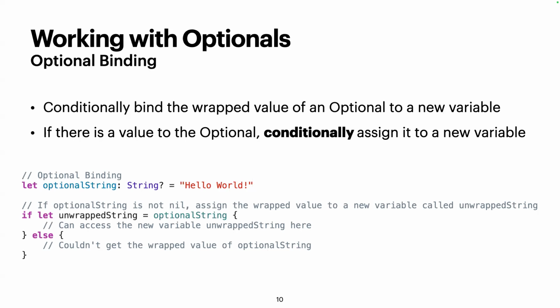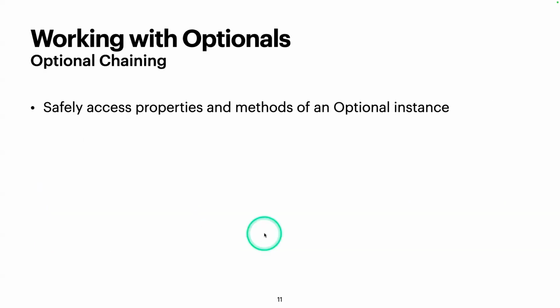If optionalString is nil, that means there's no value, and we just jump to the else case. This way, we can safely access the wrapped value within the curly braces. This is called optional binding because we're binding this value to a variable.